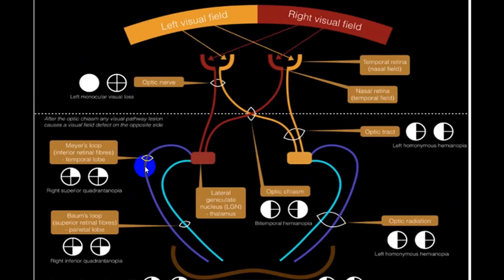You can see here, these lateral fibers are called Meyer's loop, and these fibers are called Baum's loop. Meyer's loop is responsible for the inferior retinal fibers, meaning the superior field, and Baum's loop is responsible for the inferior field, meaning they are superior fibers. So these are inferior fibers, these are superior fibers. We have already shown you that. And part of the occipital cortex is responsible for the macular field of vision, so you can have macular sparing.